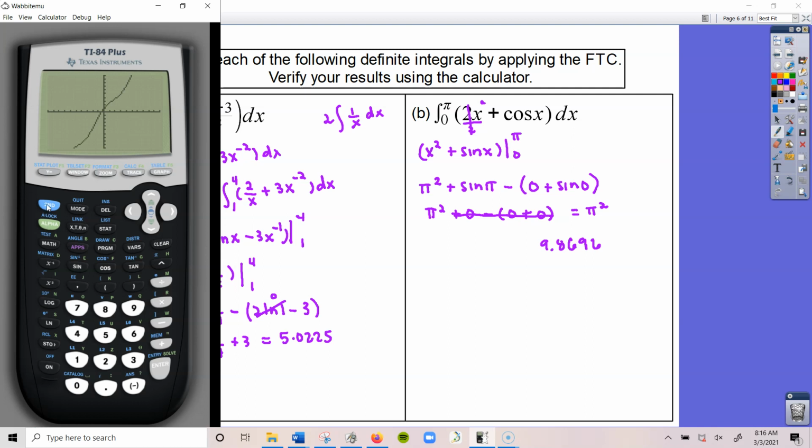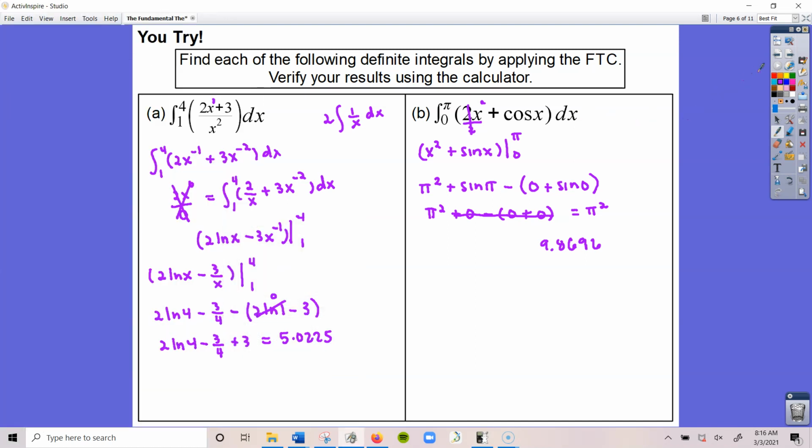And now we're going to integrate from 0 to pi. And see, we get the same value, 9.8696. So everything has been verified with the calculator.